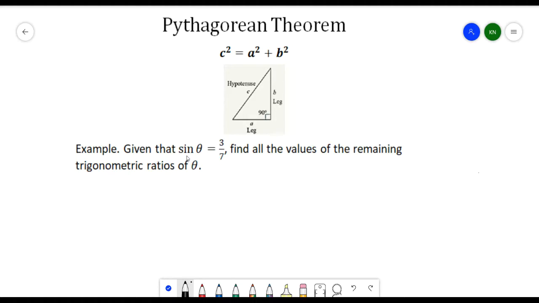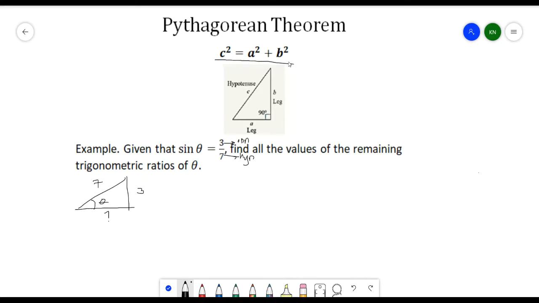So, for example, given that sine theta is equivalent to 3 over 7, find all the values of the remaining trigonometric ratios of theta. If we have this triangle here as our reference triangle, and this is our theta, we know that sine is opposite over hypotenuse. So this one is the opposite and this is the hypotenuse, right? So the opposite is here, that is 3, and the hypotenuse is 7. So how can we get the unknown side of our triangle?